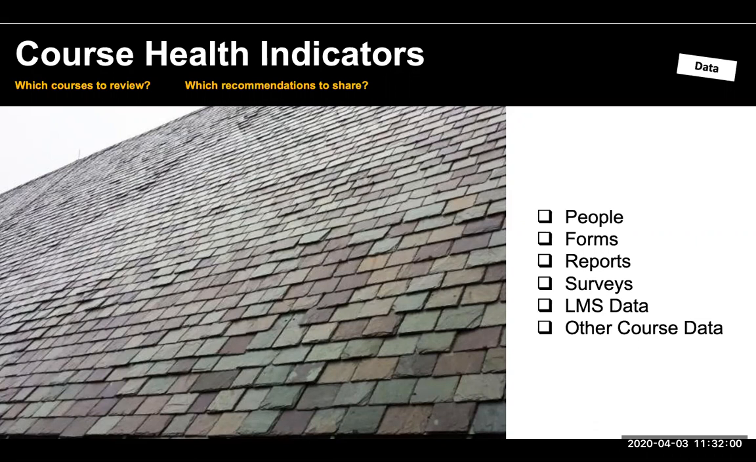And those course health indicators, we'll get into more specifics, but they may come from different areas. It's not going to be as easy as just creating a report, pulling everything in, and running with it, although it might, depending on the number of data points that you're able to access. But for us, we use information people give us about courses, forms, reports, surveys. Sometimes the learning management system data can be helpful, and then there's other course data. And so we're going to get into the specifics of what that is.